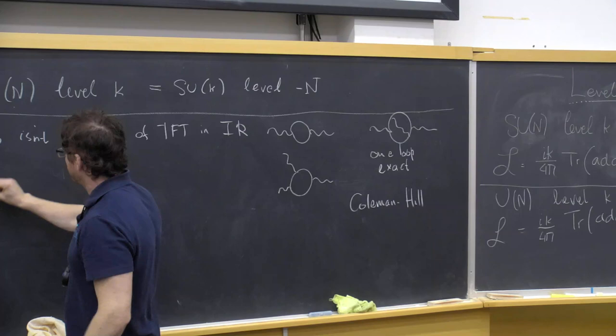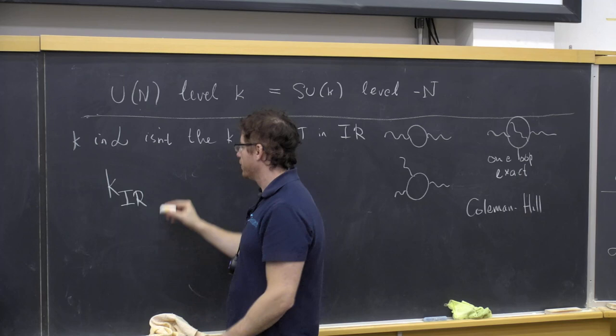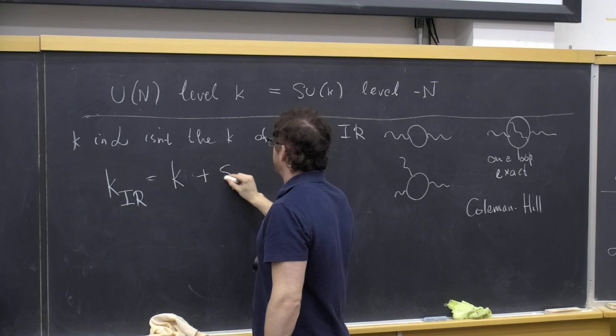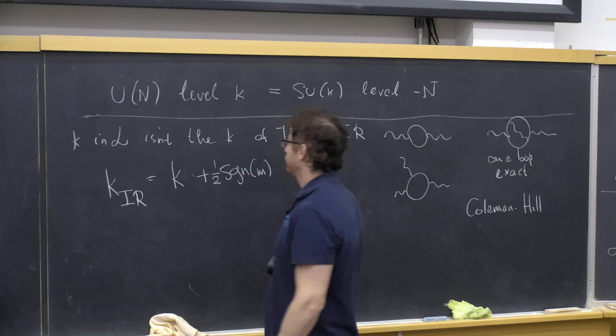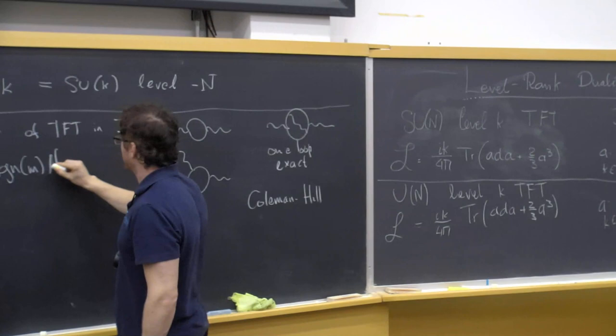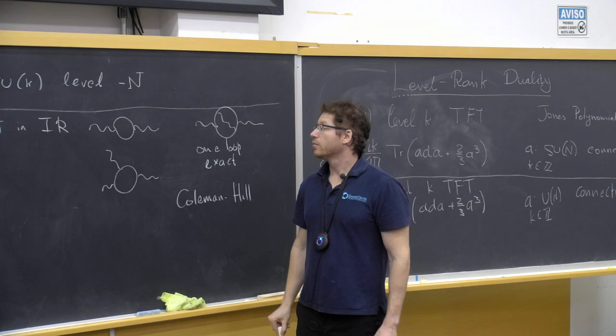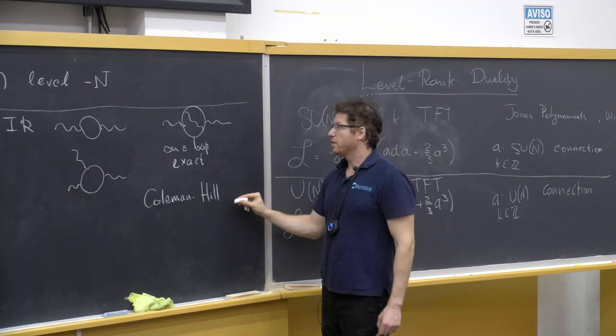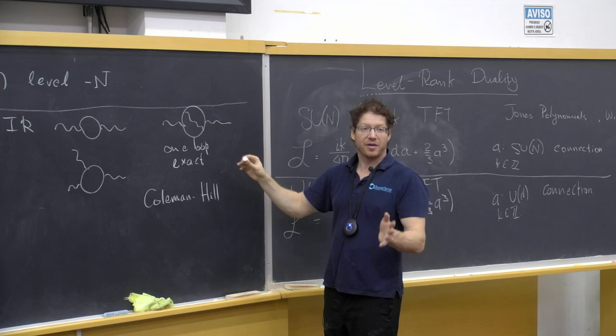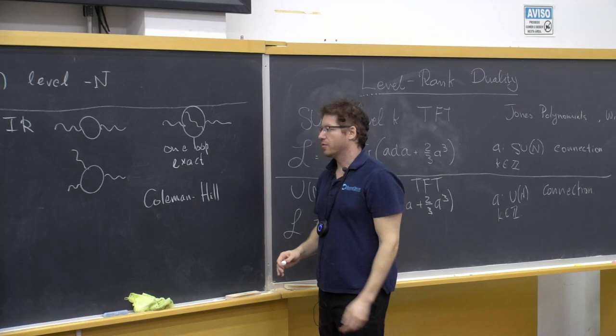The formula is that K of the actual physical topological field theory at long distances is given by K that appears in the Lagrangian plus the sign of the mass times NF over two. This is the answer. What's the name? Hill. H-I-L-L. So Coleman and Hill have given an explicit perturbative argument showing that all these diagrams cancel out. It's a very beautiful technical work. I'll explain to you in a second why this must be true from just general considerations without any computations.